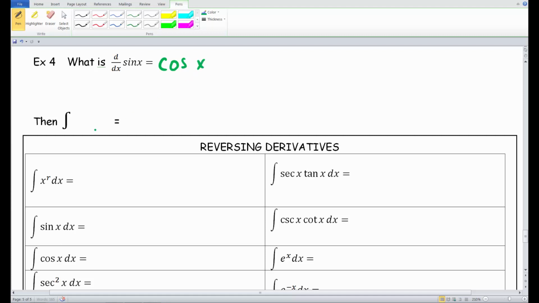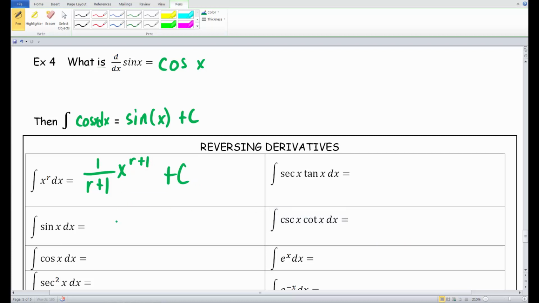And as a result, then we can reasonably assume that the integral of the cosine of x dx is going to be equal to the sine of x, if we're working backwards, plus some constant. And that's pretty much what we're going to be talking about when we're doing the reverse derivatives. So when we have the antiderivative of x raised to some exponent, well, that's just our power rule that we've been seeing. So that's 1 over r plus 1 times that variable x raised to the r plus 1 plus some constant.